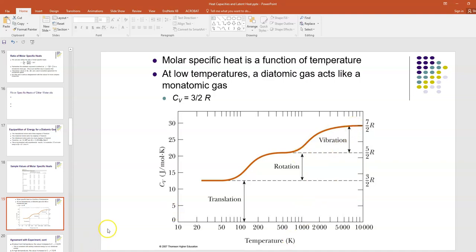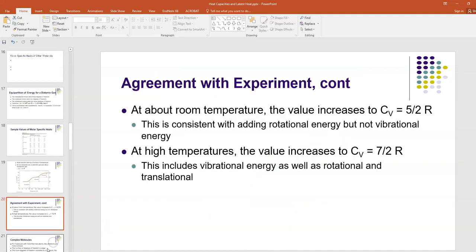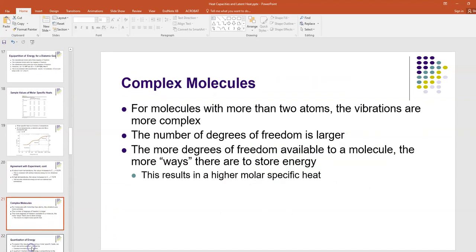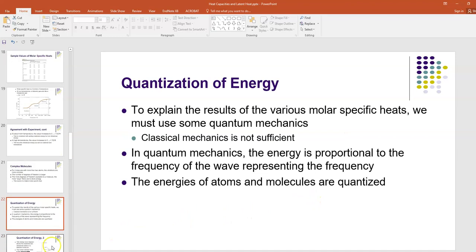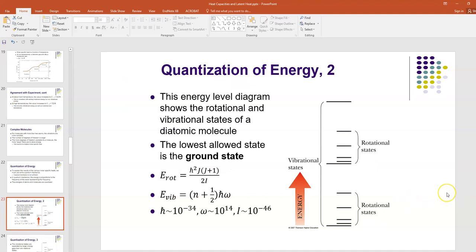Now, the reason for that is quantum mechanics. So, let's show this energy level diagram. Here's an energy level diagram, a little sketch, for example, for a diatomic gas like nitrogen. What actually happens is that you have these rotational states and these vibrational states, and they actually have specific energy as shown here in these two equations.